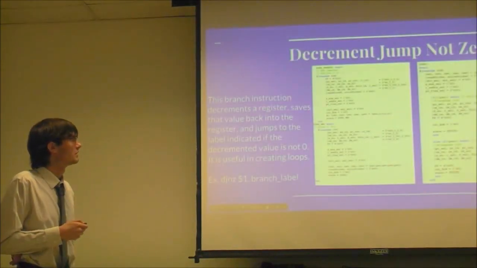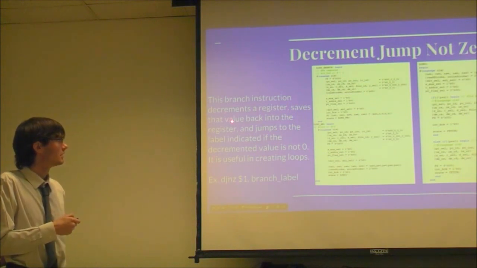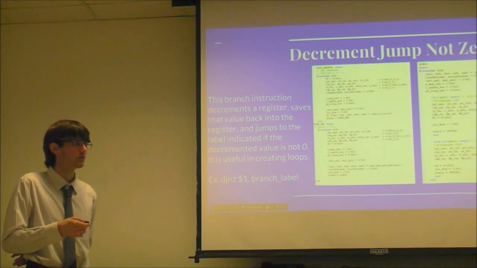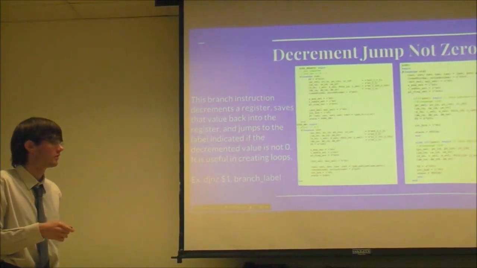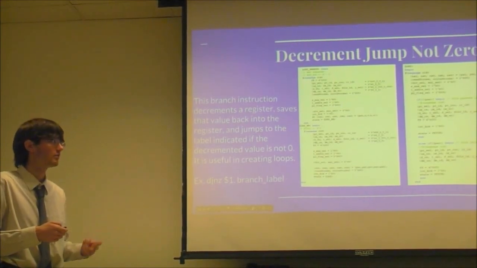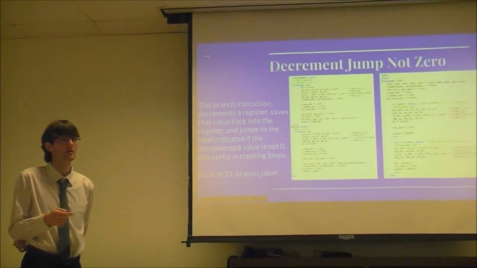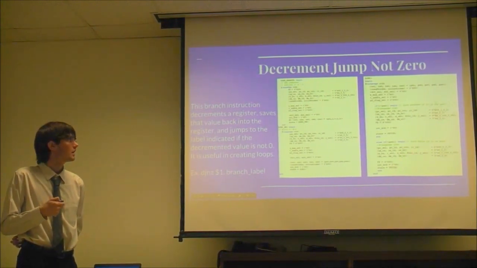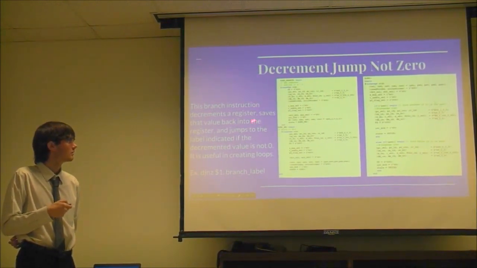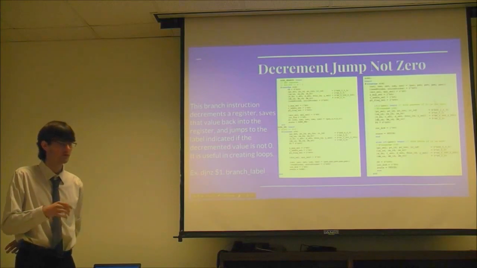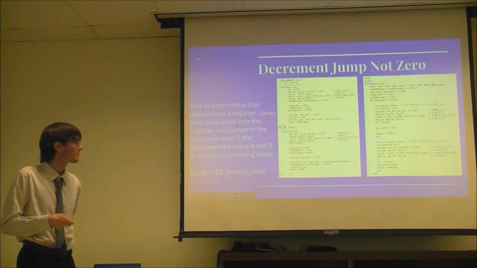And the famous decrement jump not 0. Here, the instruction will decrement a register and save that value back into the register. There are the RS and RT fields, which must be the same value, otherwise you'd have a possible infinite loop. It will then save the value back to the register and jump to the label indicated if the decremented value is not 0. It's useful in creating loops.